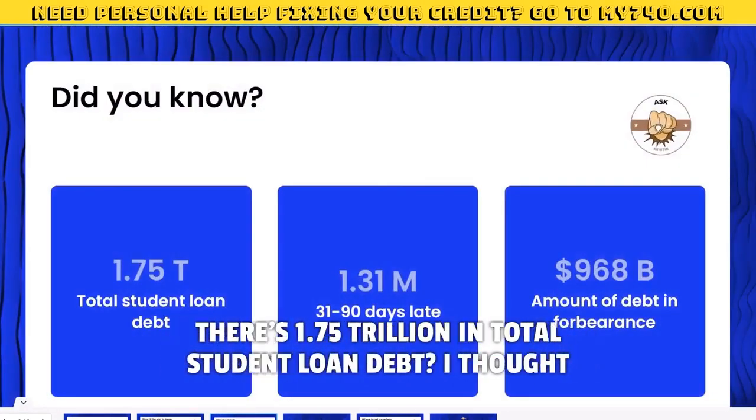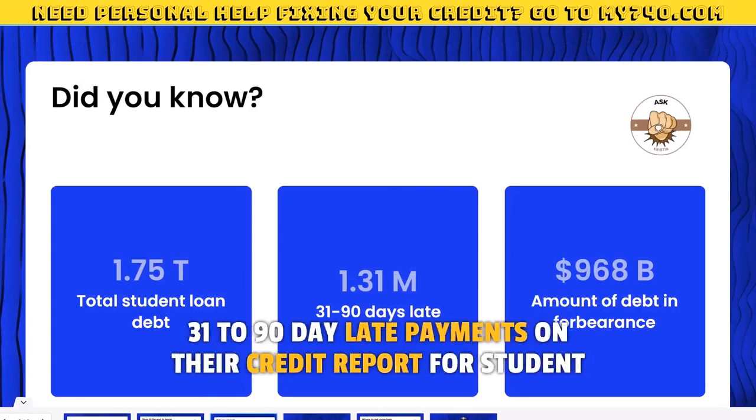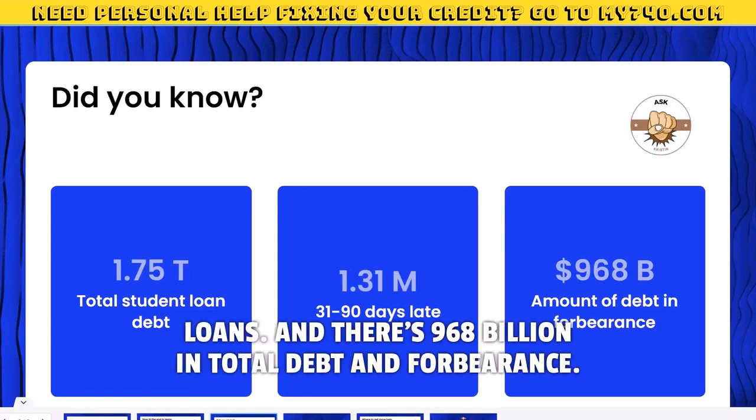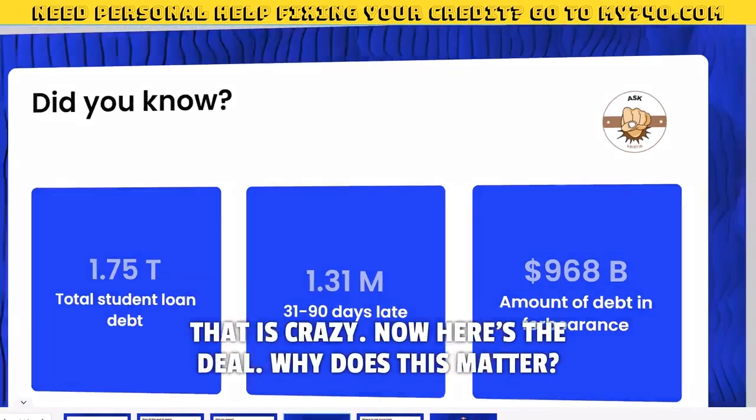Did you know that there's $1.75 trillion in total student loan debt? I thought that was crazy. And there's 1.31 million consumers that have 31 to 90-day late payments on their credit report for student loans. And there's $968 billion in total debt and forbearance. That is crazy.